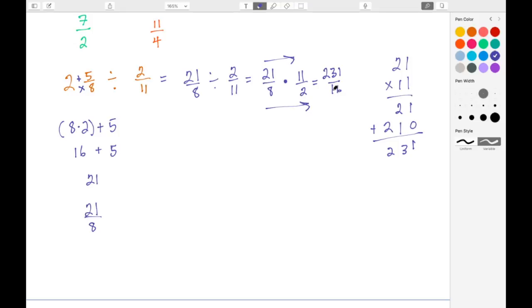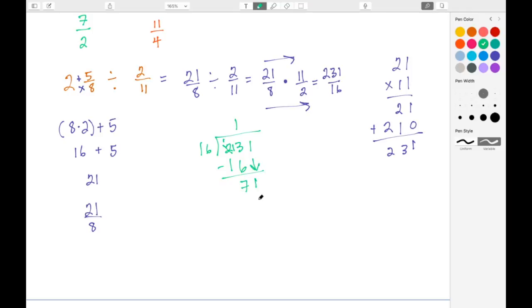And what I need to do is change this improper fraction into a mixed number. So this 16 is my divisor. The 231 is my dividend. 16 goes into 23 one time. 1 times 16 is 16. I'm going to regroup, so I'm going to change this 2 to a 1, that 3 to a 13. So I have 13 minus 6, which is 7.